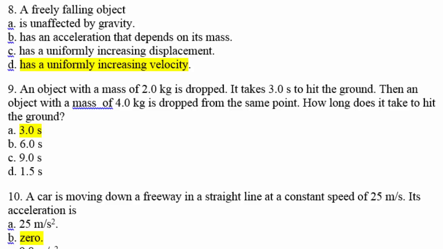Question number 8, a freely falling object. Of course, the choice here is uniformly increasing velocity. Why is it uniformly increasing velocity? Because the object is falling with a constant acceleration, 9.8 meters per second each second, meaning the velocity is increasing at a constant rate of 9.8 meters per second each second. Each second you are adding 9.8 meters per second to the velocity value.